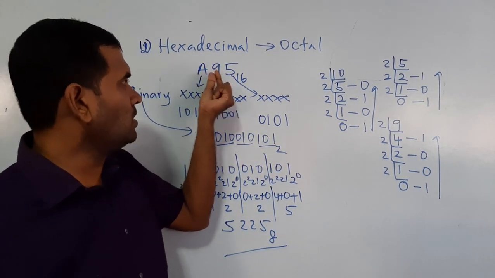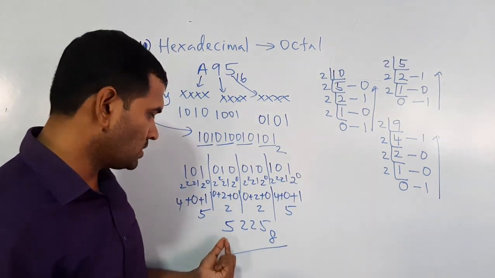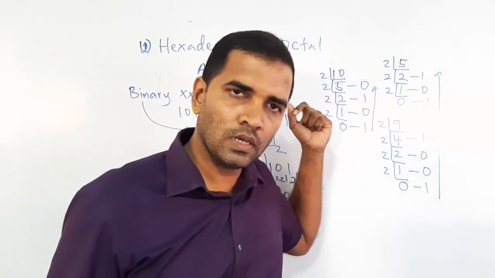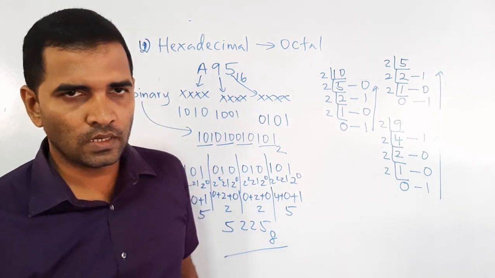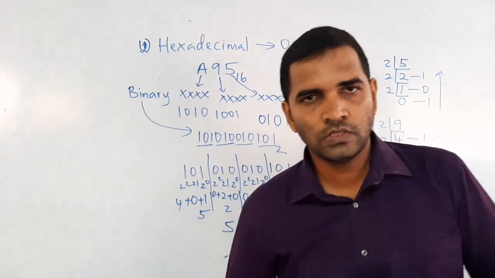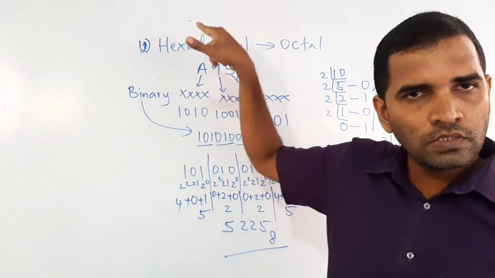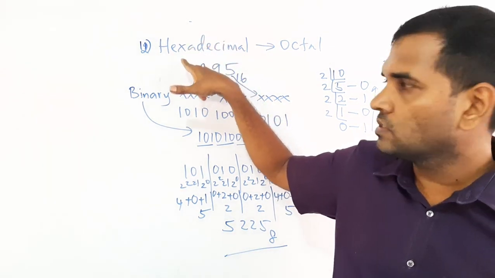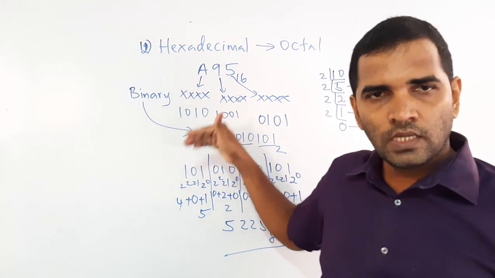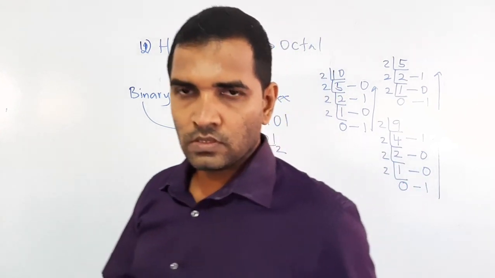Hexadecimal number A95 has an equivalent value in octal, which is 5225. Both of them are equal, but one is in hexadecimal and the other one is in octal. So this is how a hexadecimal number is converted to binary, then to octal. Remember the method. First step, you have to convert this hexadecimal to binary. After that, that binary is converted to octal, right? So this is the conversion.